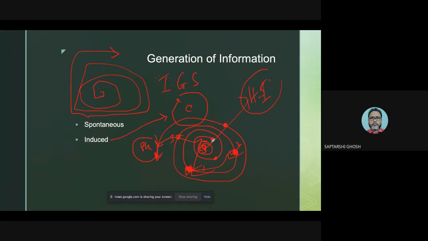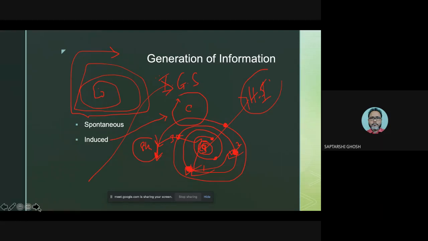So in this way, if you draw it graphically, you will see that this is not a circular path. Here, the beginning and closing points are not overlapping. Rather, it is crossing and making one cycle. So this is the perspective of generation of information, and the concept of the information generation spiral, or information development spiral. This is the first thing regarding generation of information.